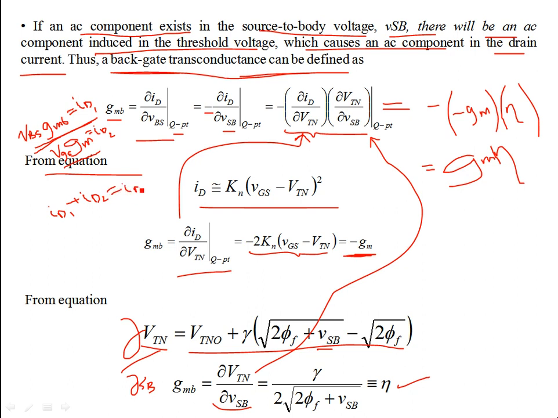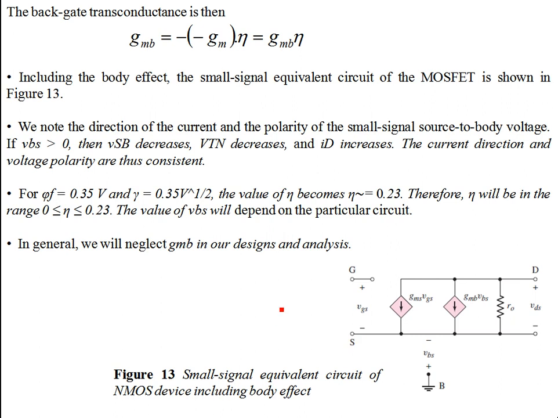Over here you see the small signal equivalent circuit of the NMOS device, including the body effect. This is the backgate conductance. Because the current depends on VBS, this dependent source generates a current that depends on the bulk-to-source AC component. There is a potential difference, and an AC component, between the bulk and the source terminal.